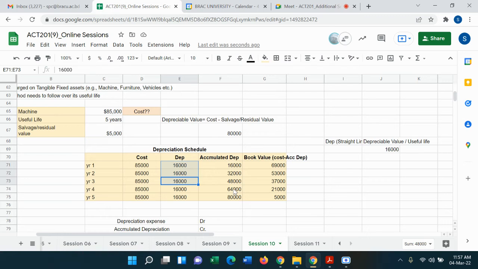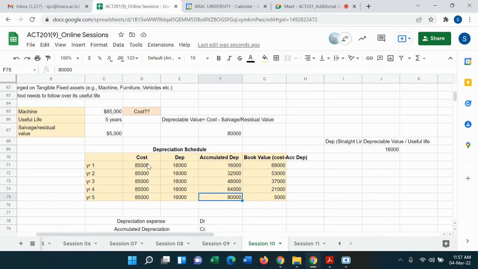Similarly, what would be the amount of accumulated depreciation in fourth and fifth? We can identify it. So basically, accumulated depreciation means the total amount of depreciation charged on that particular date after a specific time period. And after identifying the accumulated depreciation, we can also find out what is the remaining value of the asset after charging this total depreciation.